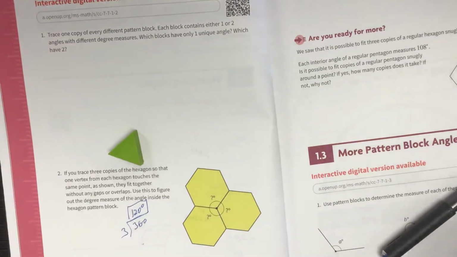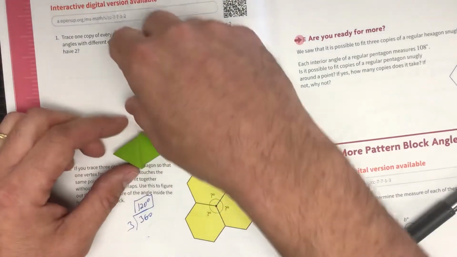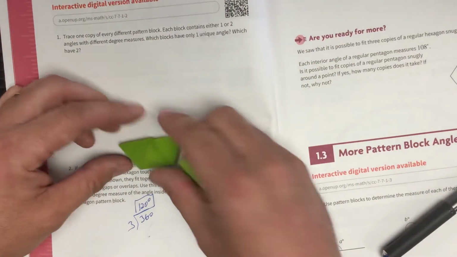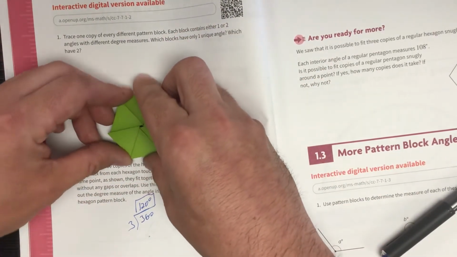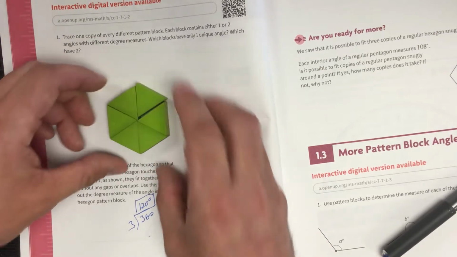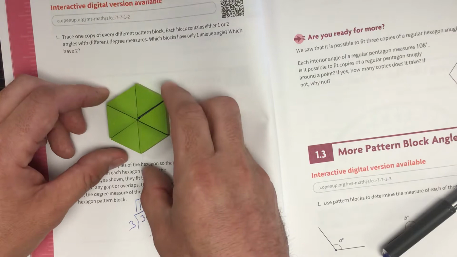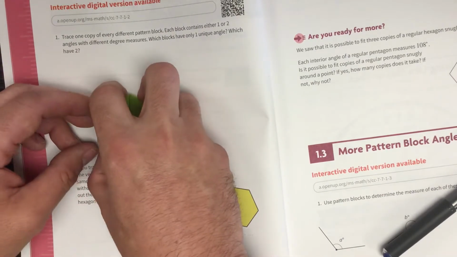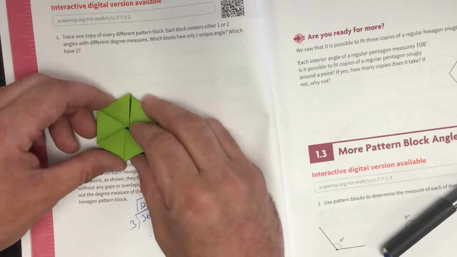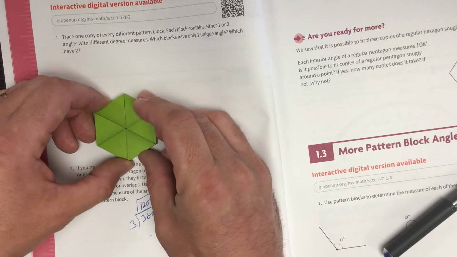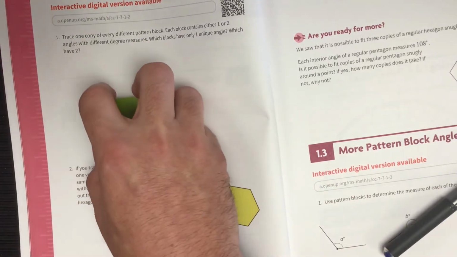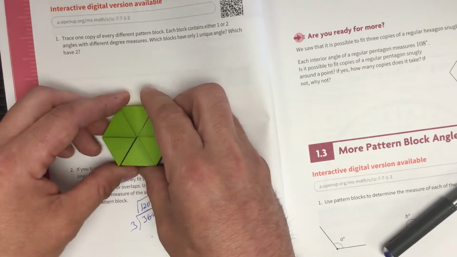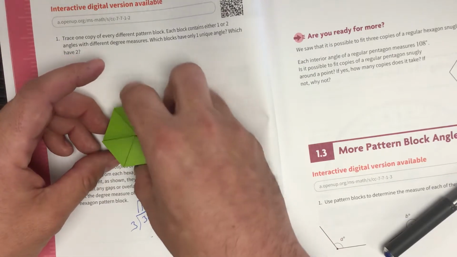Next one. How many triangles do you think it'll take to fill the circle? 6. Okay, notice the shape it makes. It makes a hexagon. So 360 divided by, how many triangles did it take? 6. 360 divided by 6? 60. And if you put that on top of a hexagon, it should be the exact same.